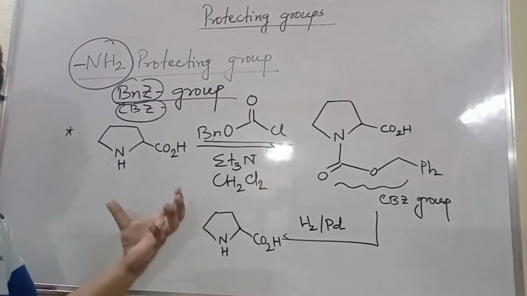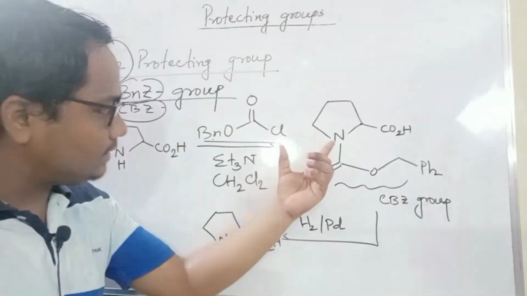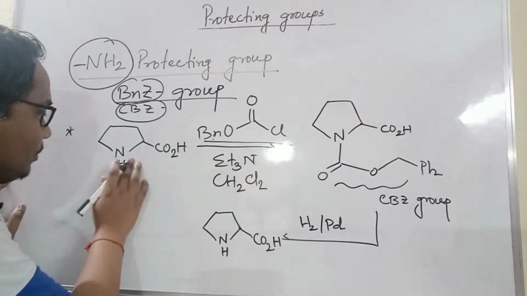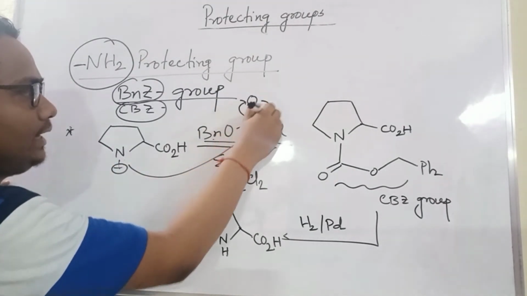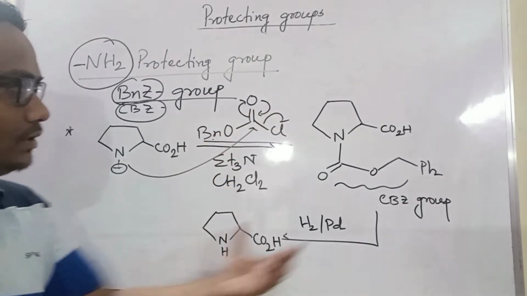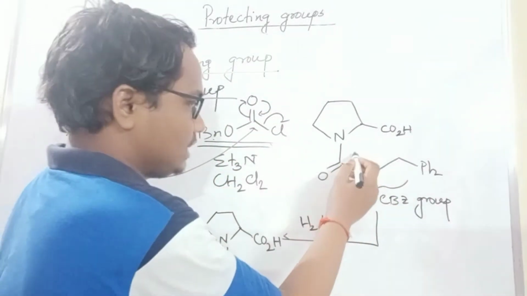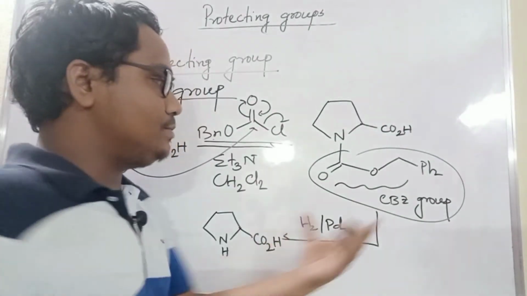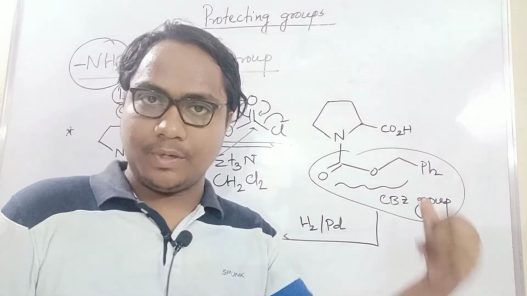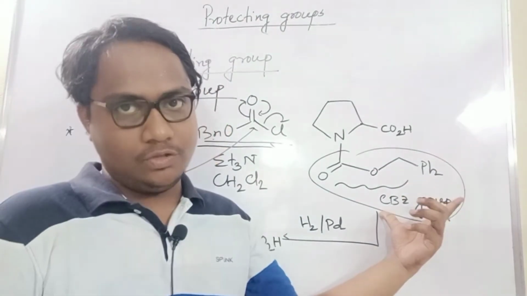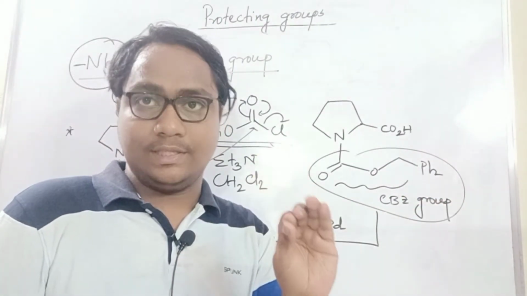You should remember every step. That base will take the proton from there, and then it will attack there. It will go there and come back and attack. So this will form this portion. This portion is called CBZ. Remember CBZ. Every time in many NET question papers, this CBZ is there and this group is also there. You should just remember these things.